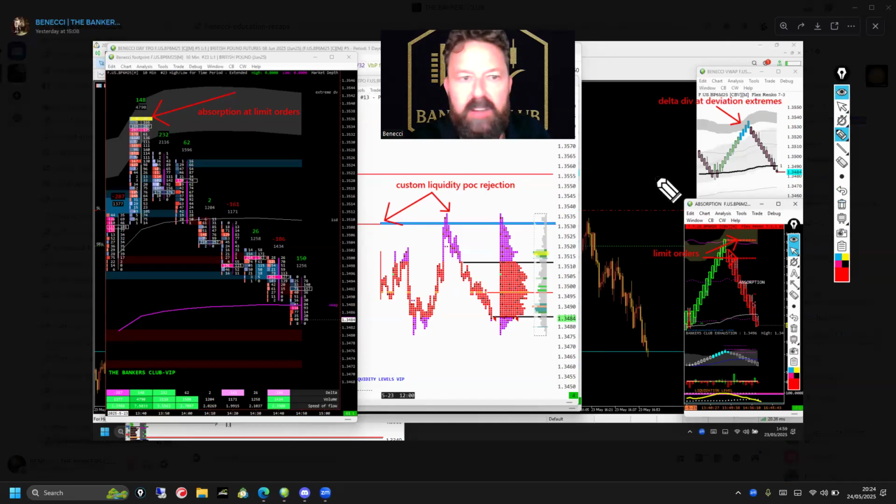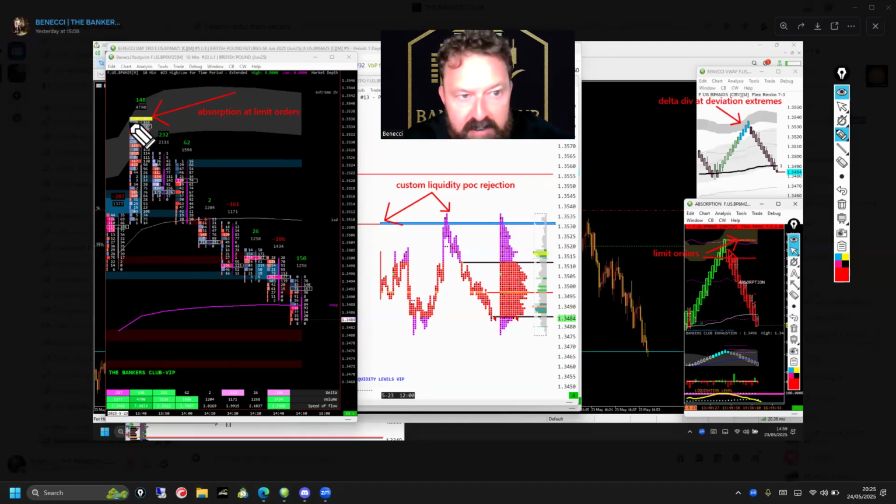Right, so basically, this is a 10-minute footprint chart. All these are like 10-minute candles, if you like. Basically, it provides order flow clarity into real-time intent and aggression. With that, we can see there is absorption at limit orders.